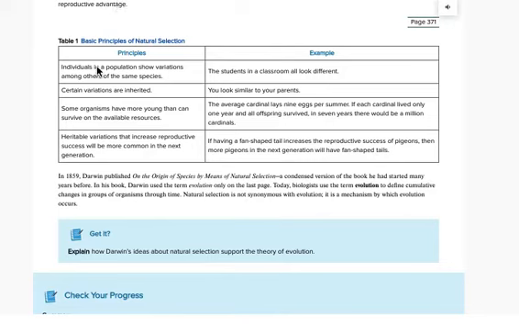So here are the four examples of the principles of natural selection. Here they say individuals in a population show variation. That means they're all different, and these differences can be inherited. Some organisms have more young than can survive, and these variations increase your chances of reproductive success.